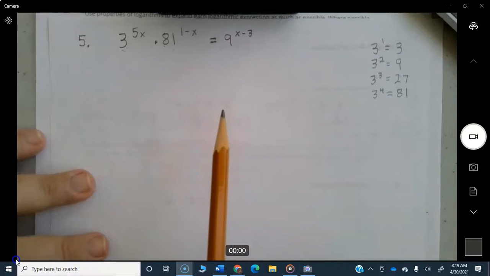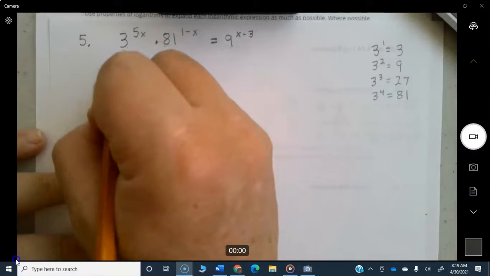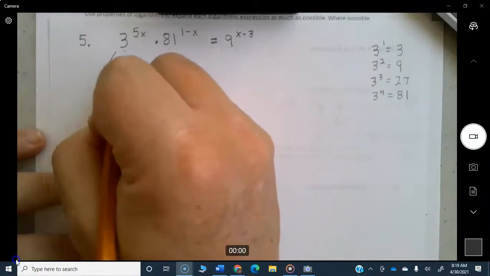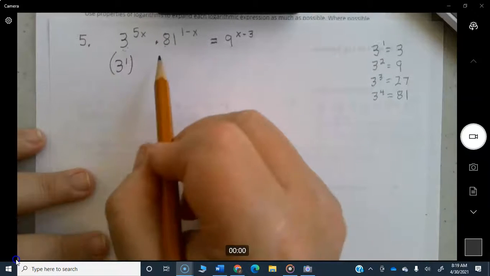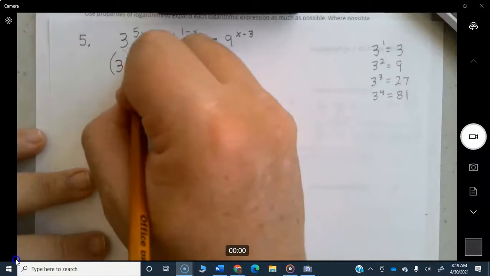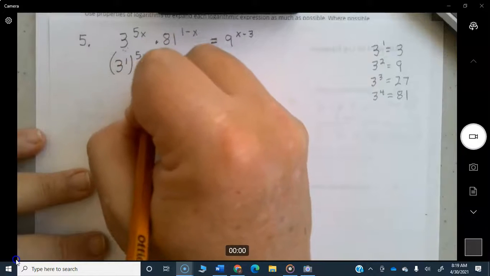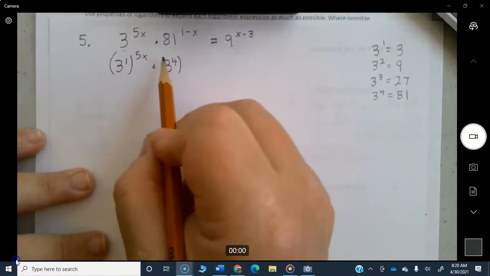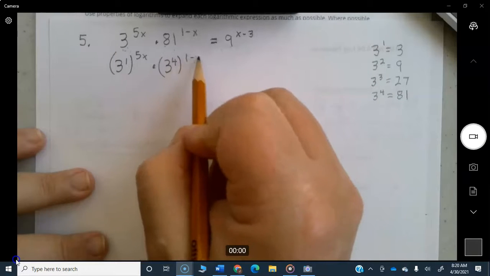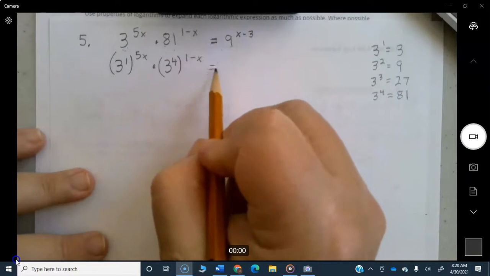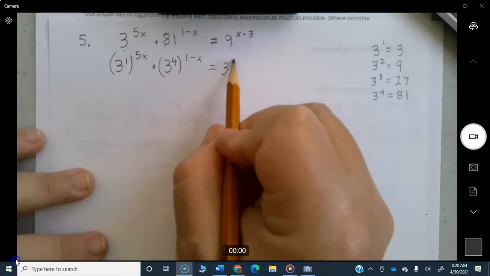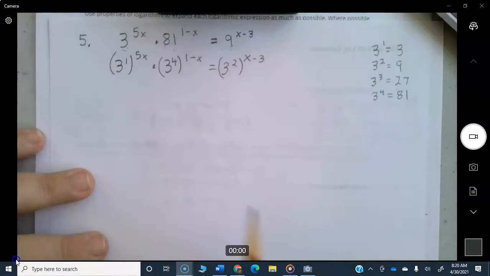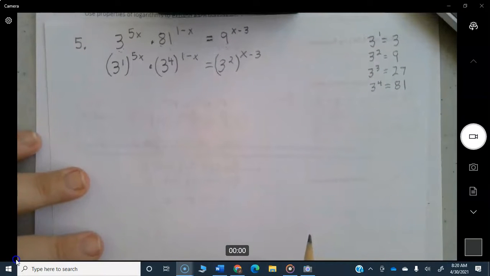So we're going to go ahead and write that as 3 can equal 3 to the first. It's not really necessary to write it in parentheses like that. I'm just doing it to show how the other two look the same. And that's times 3 to the fourth, that's what 81 is, to the 5x, and that's to the 1 minus x. And that equals 3 squared, that's what 9 is, put that in parentheses, to the x minus 3. Okay, so everything is in base 3.